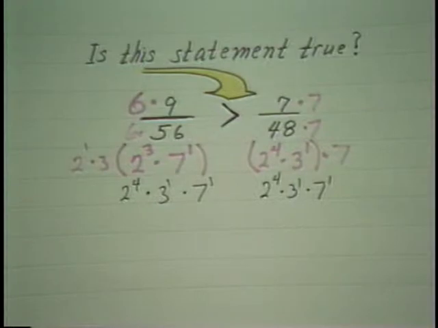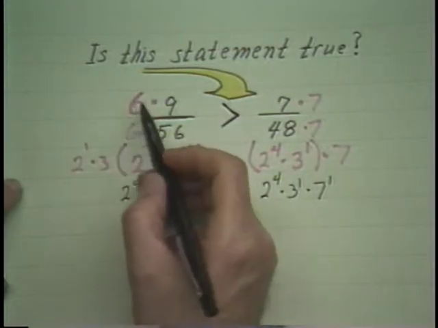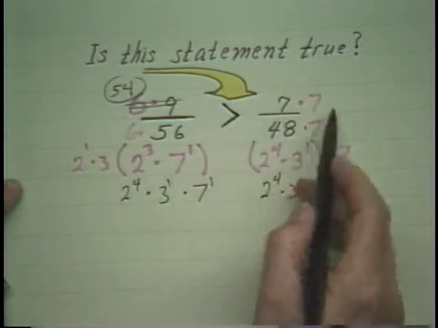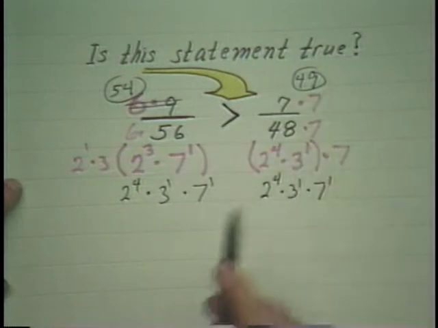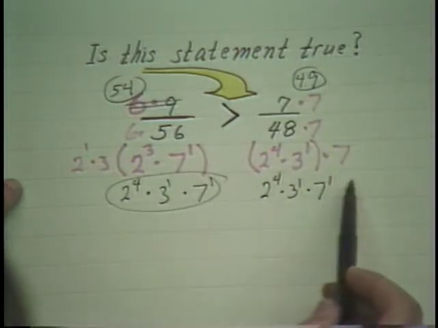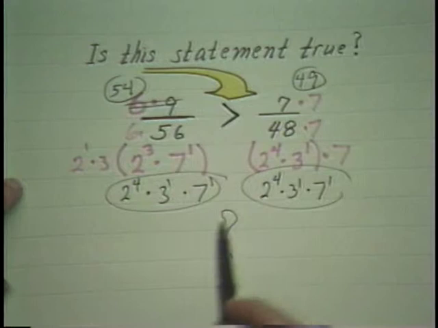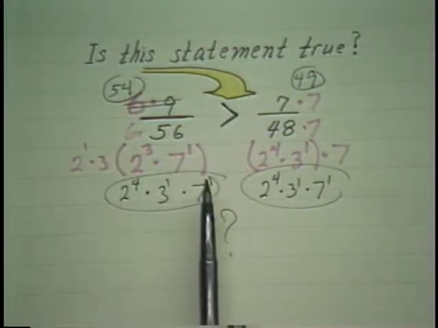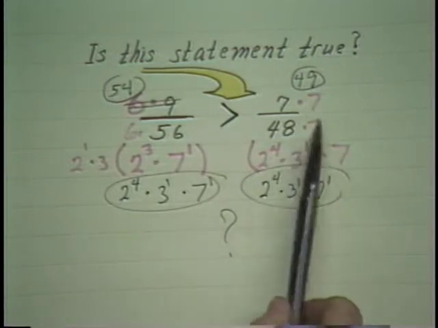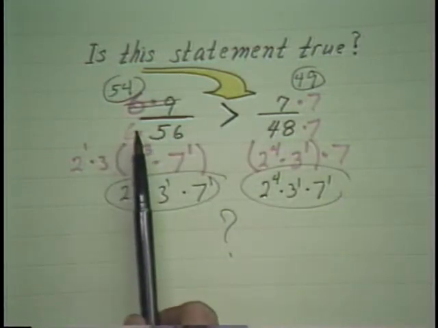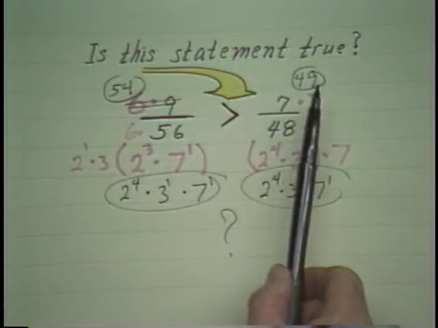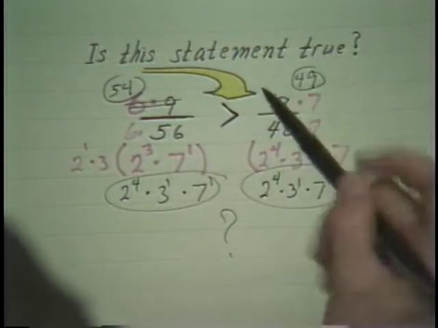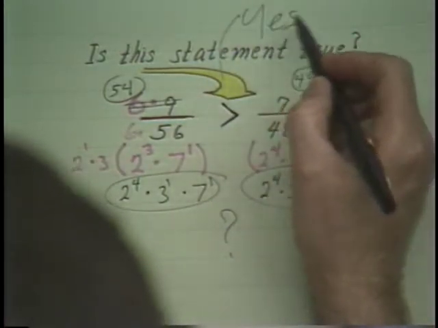So now multiplying the tops out, I get 54 here and 49 here. And I don't know what this denominator in factored form is just yet, but that, as it turns out, is not important. All I needed to know is that they are the same. And if they are the same, then all I need to do is look at the numerators. And now looking at the numerators, this is indeed larger than that. So the answer to the question is yes, that's true.